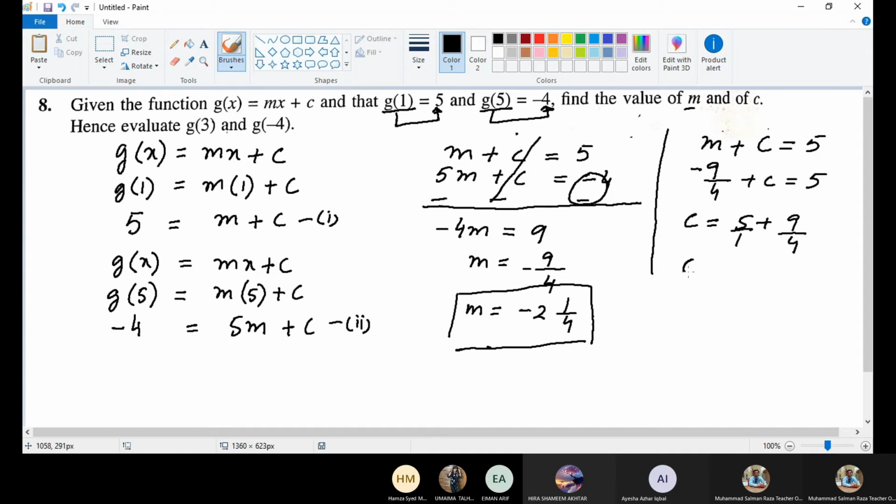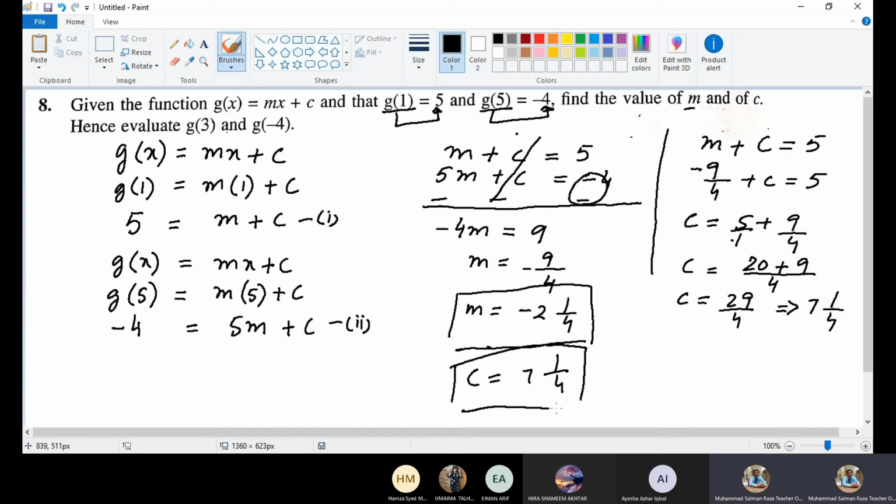And after taking out the LCM, this is going to become 4, where 1 fours are 4 and 5 fours are 20. And where 9 is here, c is equal to 29 over 4, where 4 sevens are 28, 1 over 4. So the value of c is 7 whole number 1 over 4. And here is my answer. They wanted to ask me about m and the value of c, and I got it correct.